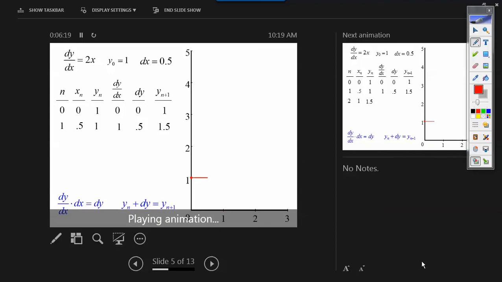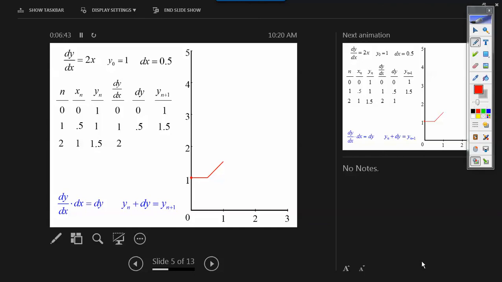Okay, so I'm now where? I'm now at the point 1, 1.5. There it is right there. Okay, I'm at 1, 1.5. All right, now we do it again. We need our slope. So we're going to take our x, our 1, we're going to put it in there. 2 times 1 is 2. Okay, that's our slope. How do we get the next column? How do we get the rise?